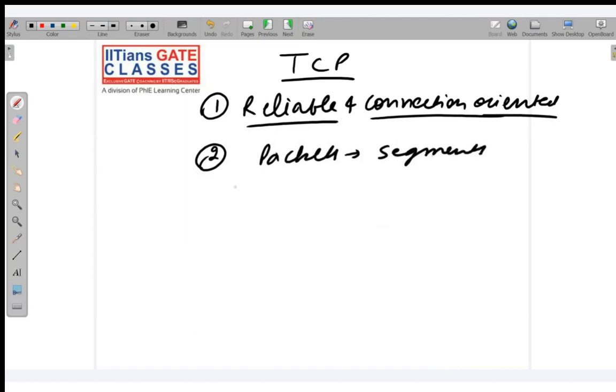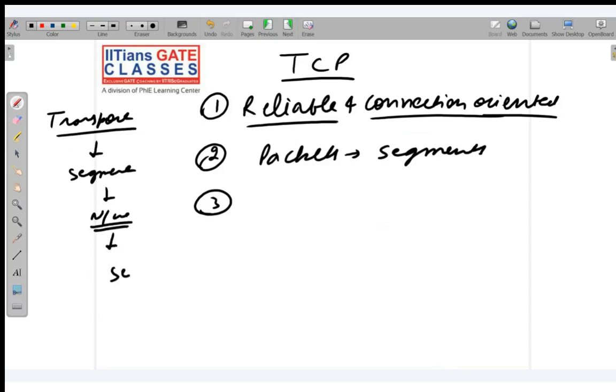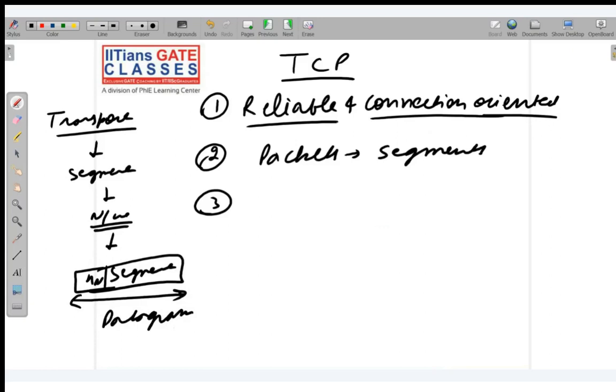So third important point. Since it is connection oriented, you might think that the transport layer segment will be packed in a datagram. Transport layer will give a segment. Now this segment will be given to the network layer. What will the network layer do to this segment? It will attach the network header, and the resulting thing will be known as a datagram. Now this datagram will be packed, header and trailer will be attached, and you will call it a frame. So the segment will be packed in a datagram, the datagram will be packed in a frame, and it will be carried in the internet in frames only.